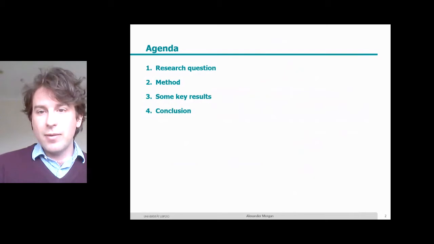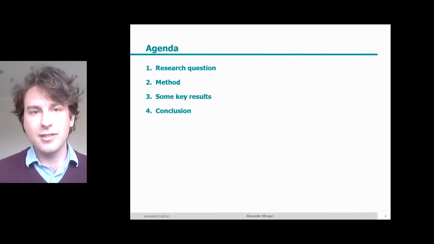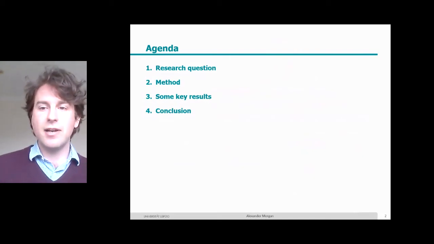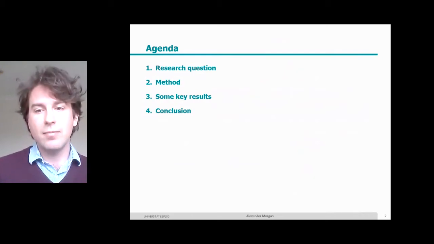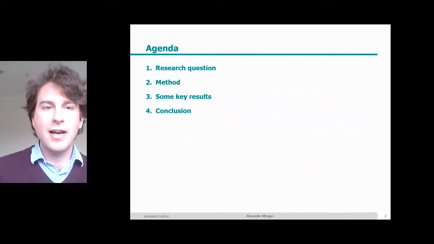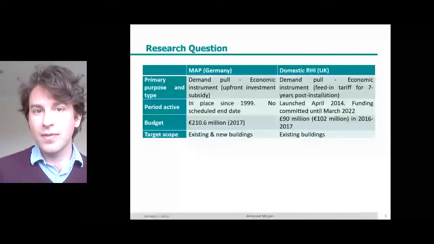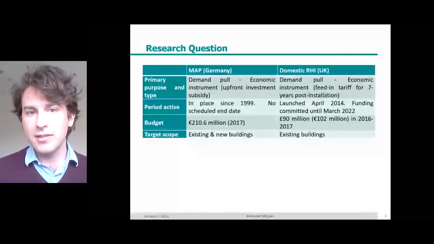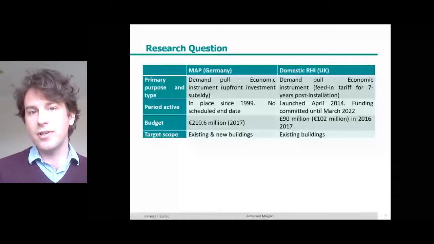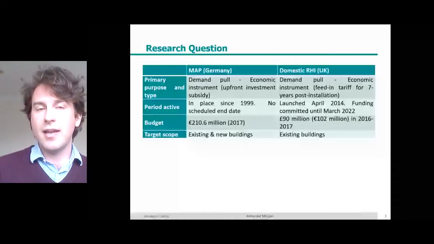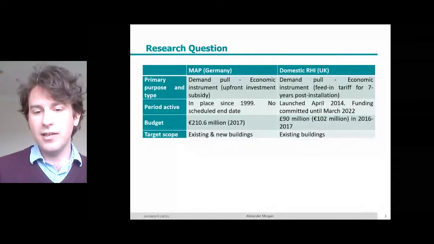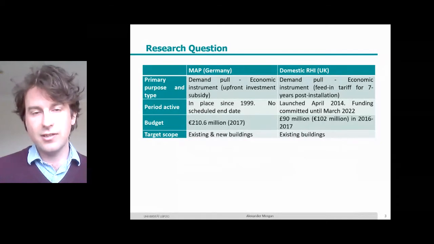So, as you would all be aware, biomass boilers are one renewable energy technology which can contribute to the decarbonisation of heat, and consequently, countries have adopted policies to promote their uptake. In my study, I looked at comparing the key economic instruments adopted to achieve this by Germany and the UK. So in Germany, the Marktanreiz program, or Market Incentive Program, has been in place since 1999, and it operates by providing an upfront investment subsidy, which will reduce the capital cost for eligible biomass boilers. In contrast, the Domestic Renewable Heat Incentive, or domestic RHI, was launched much more recently in April 2014, and it operates by providing a tariff payable on the amount of heat generated by eligible installations for 7 years after they've been installed.